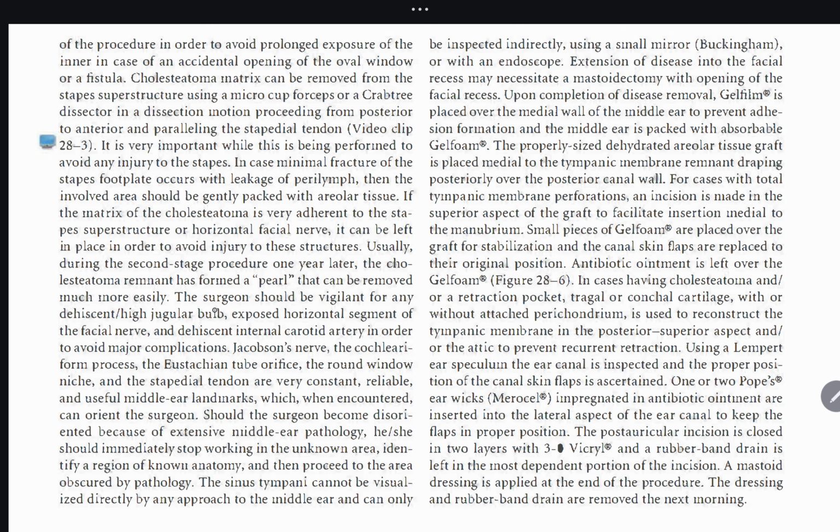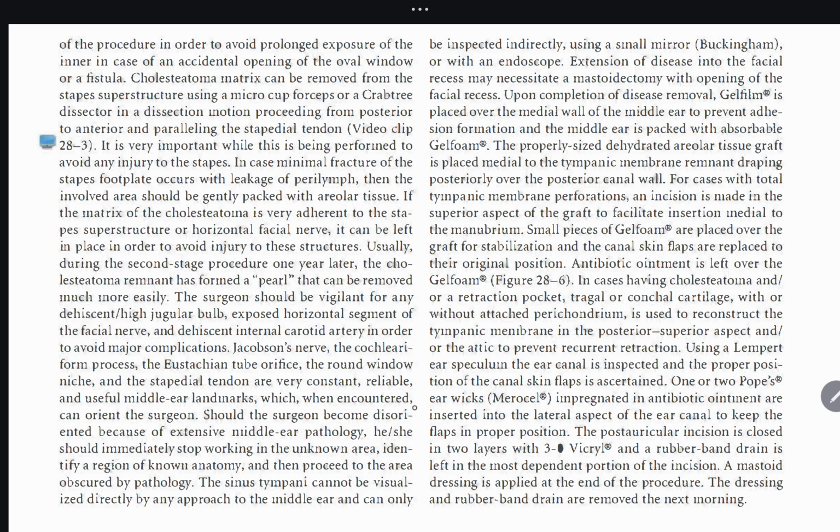Usually, during the second stage procedure, 1 year later, the cholesteatoma remnant has formed a pearl that can be removed much more easily. The surgeon should be vigilant for any dehiscent high jugular bulb, exposed horizontal segment of the facial nerve, and dehiscent internal carotid artery in order to avoid major complications. Jacobson's nerve, the cochleariform process, the Eustachian tube orifice, the round window niche, and the stapedial tendon are very constant, reliable, and useful middle ear landmarks, which, when encountered, can orient the surgeon.